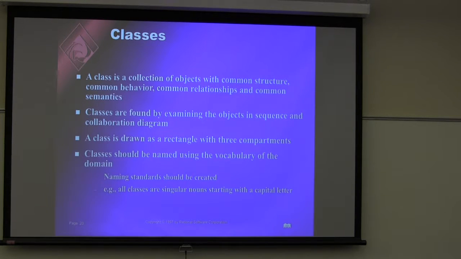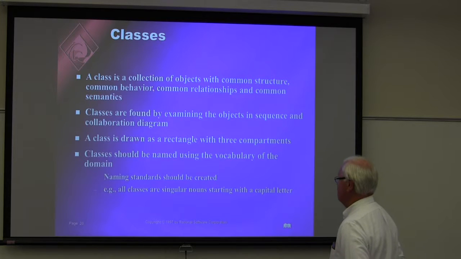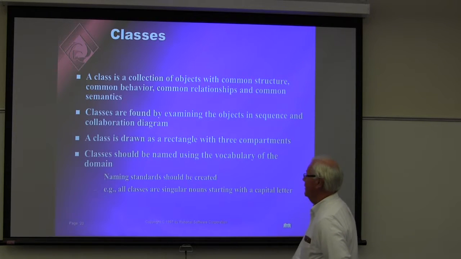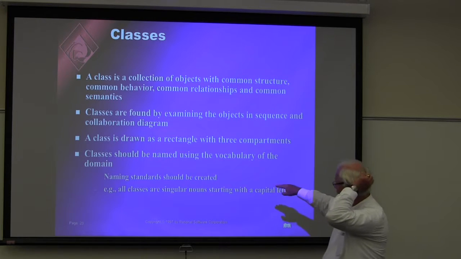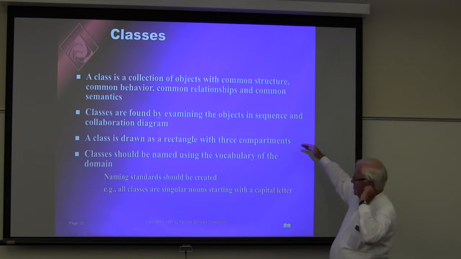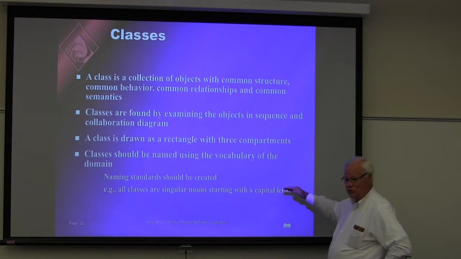Now, what is a class? It's a collection of objects with common structure. So it can be processes in common, or it can be things that are going to be in the file, like people. It can be the courses, for instance. Classes are found by examining the objects in sequence and collaboration diagrams. So we're going to see that when we get into this. The class is drawn as a rectangle with three compartments. There's the class, there's the descriptors of the class, and then there's the functions against the class.